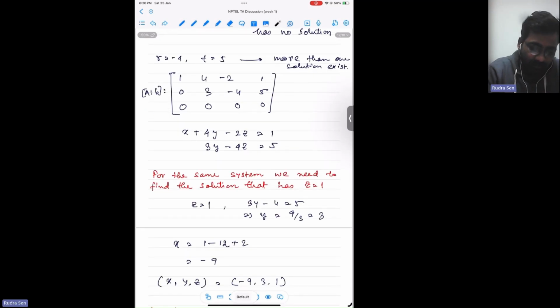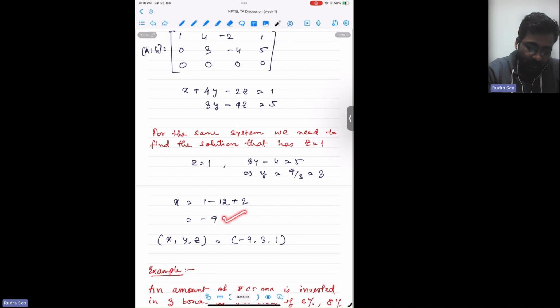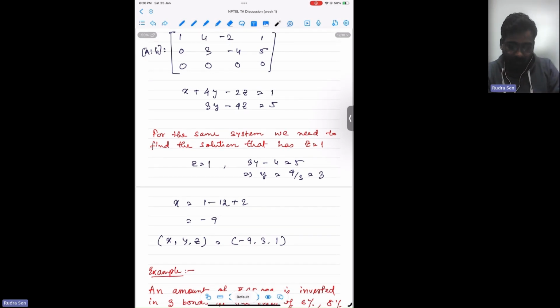Now, for the same system, the next question is to find the solution that has z equals 1. So here I am giving you the value of z equals 1. Now find out the values of x and y. So obviously z equals 1. If z equals 1, we get y equals 3 from here. And if y equals 3, we get x equals -9. So this is our one solution corresponding to z equals 1.